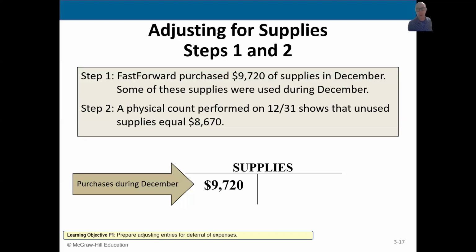Our company purchased $9,720 worth of supplies in the month of December. We used some of these supplies in December. Okay. At the end of December, we did a physical count, physical inventory. And our total unused supplies was $8,670. That means we used $1,050 of supplies in the month of December. So I need to make an adjusting entry to reflect the use of the supplies for the month of December.